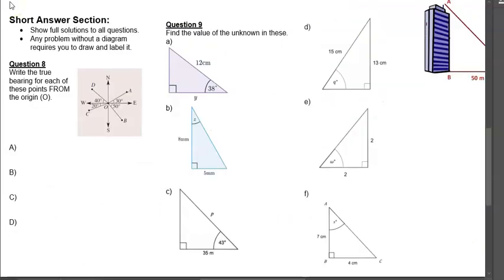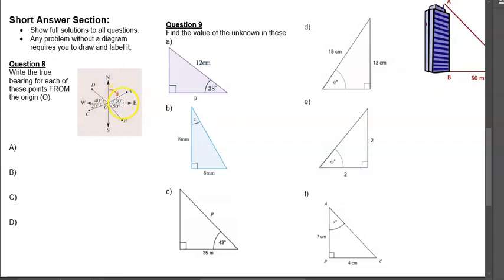We're now going to approach the short answer section. The first one here for question 8, we're going to be looking at the true bearings. So we're going to write the true bearing for each of these points from the origin. So from the origin just means that from the origin we're going to go from here and we're going to rotate true north to A, B, C, and D, given what little clues, the little measurements or angles that have already been provided. So for A, we are looking from here to here, rotates around.